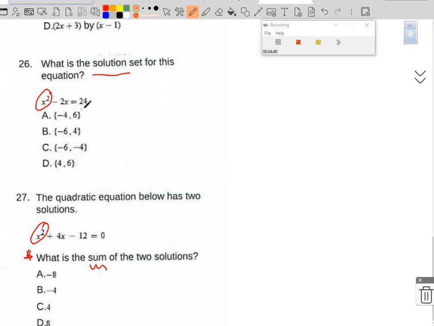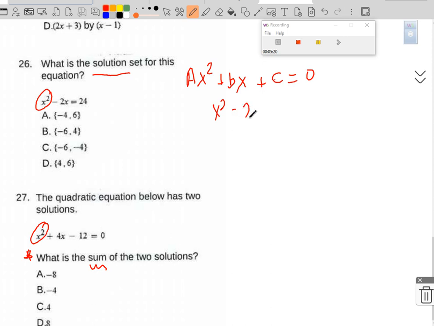So this one, x squared minus 2x equals 24, whether we solve it by factoring or by using the quadratic formula, we're going to put it into ax squared plus bx plus c equals 0 form. Then we're going to see, would it be easy to factor? Or should we just go ahead and use the quadratic formula? So that's where we're going to start.